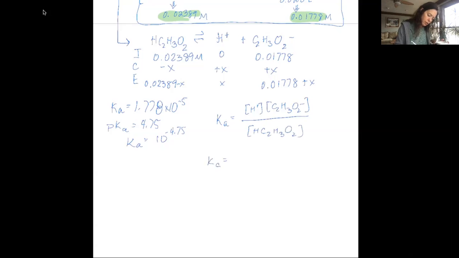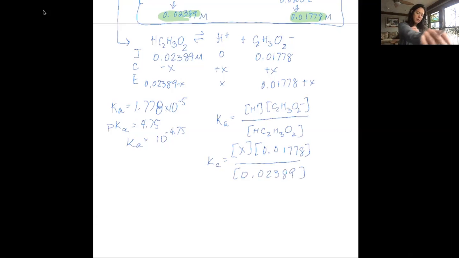Ka equals x over 0.01778 times, over 0.02389. Okay, hold on, we know Ka. It's time to go ahead and plug that in there. 1.8 times 10 to the negative fifth, or we just said 1.778. We don't usually get that. Okay, do your math.